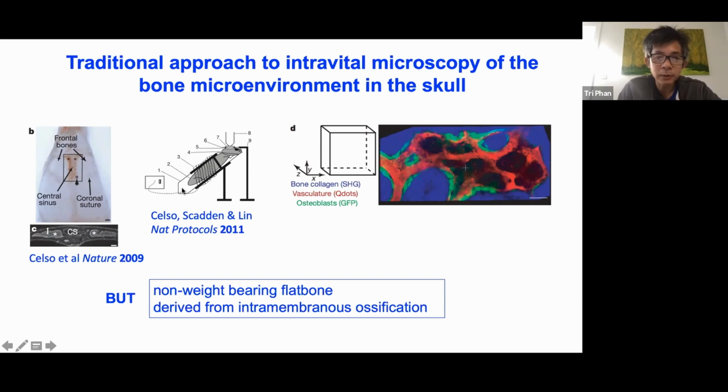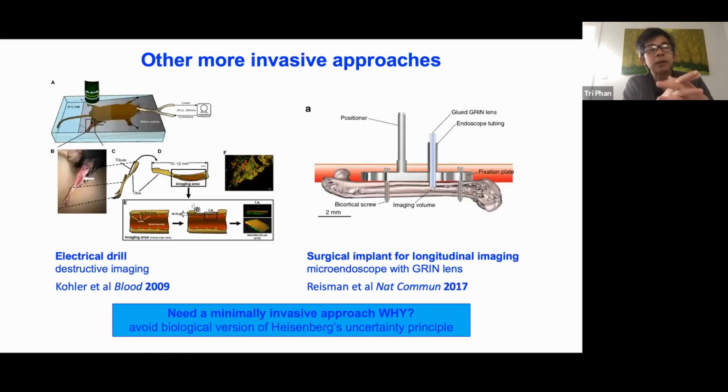And so in a typical imaging setup shown here, the mouse is immobilized and then imaged through the skull through this bregma, which is the confluence of the sutures. And so Christina Lo Celso and David Scadden, using this method quite famously back in 2009, were able to image the hematopoietic stem cell niche in the skull bones. But the problem, of course, is that the skull is non-weight bearing. It's derived from intramembranous ossification. And the upshot of which is that it's not the site of most human disease, which is actually in the long bone.